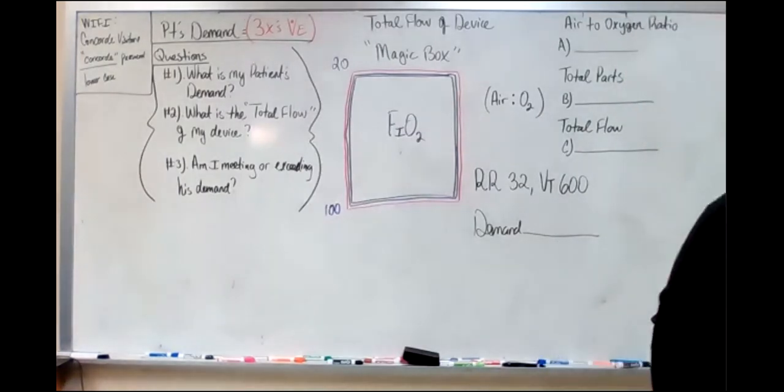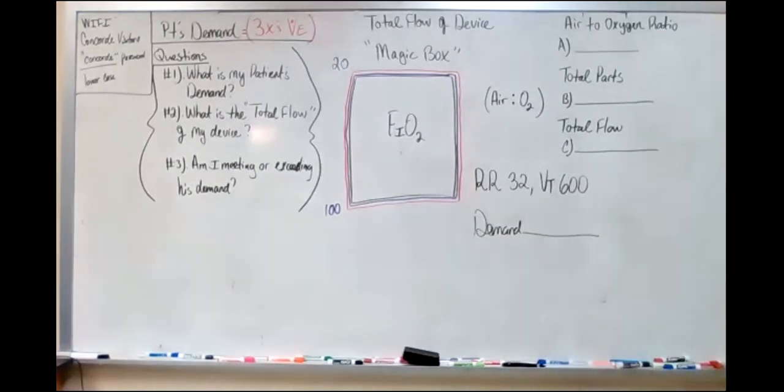What is his demand? With this respiratory rate and this tidal volume, he's telling you how much you need to be able to give to him. Otherwise, you need to get out of the way.